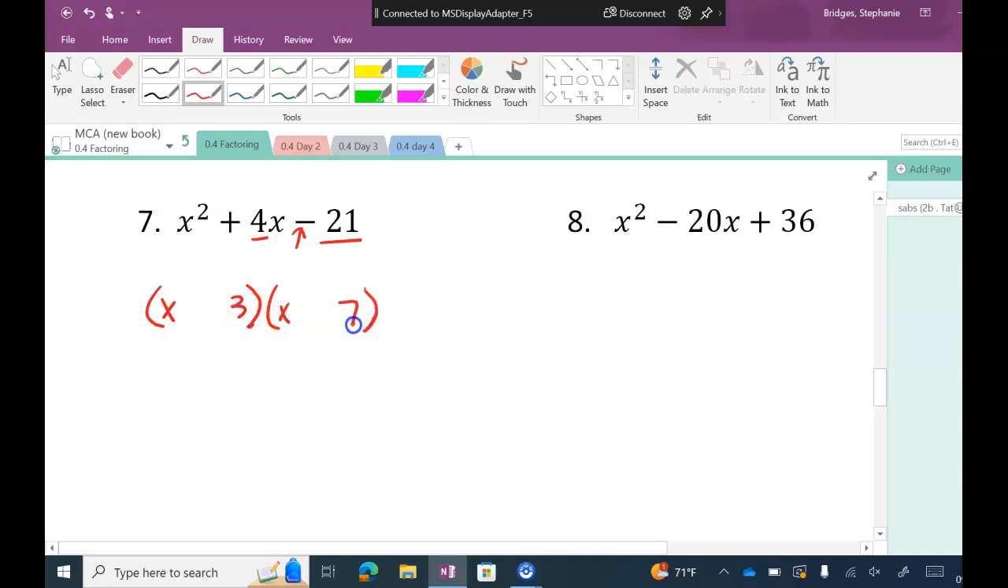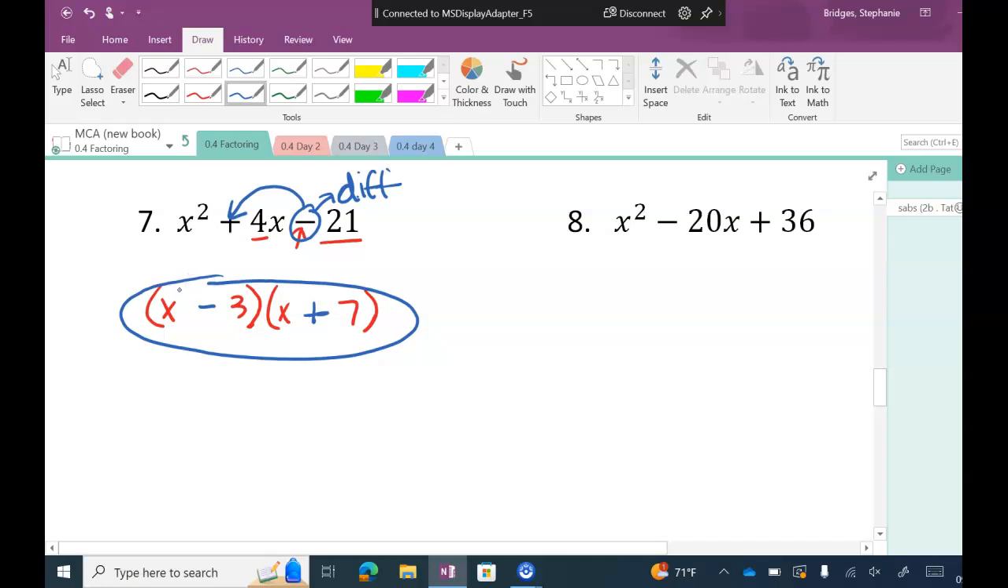And again, order of those doesn't matter. What does matter is how I place my signs. Because this is a minus, my signs are going to be different. That means one plus, one minus. The first sign goes in front of the bigger number. What's bigger, 7 or 3? So I'm going to put a plus 7 and a minus 3. How do we feel so far?